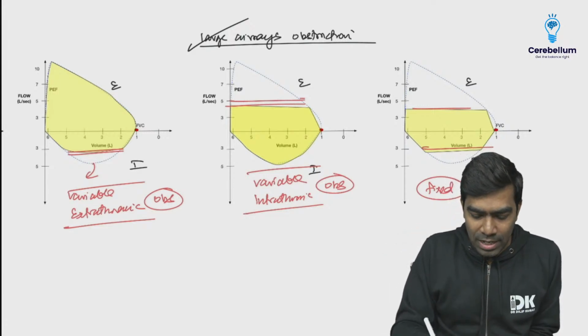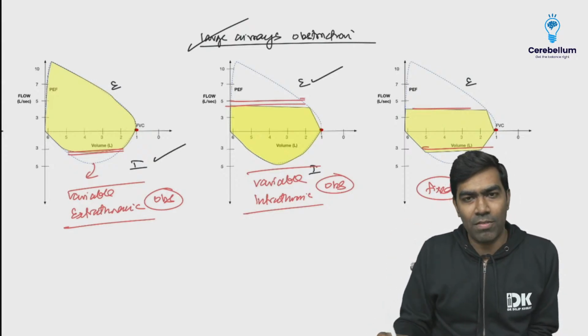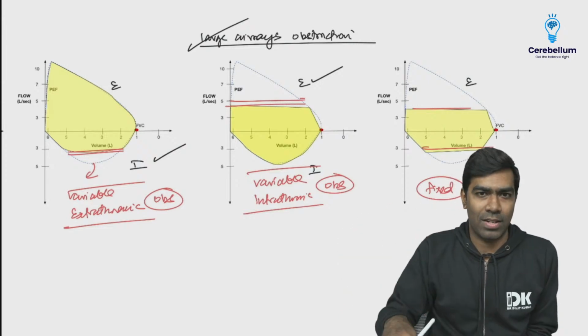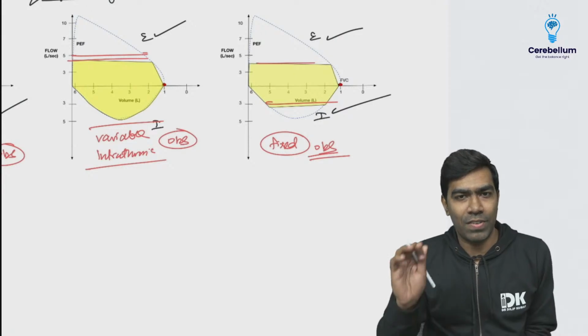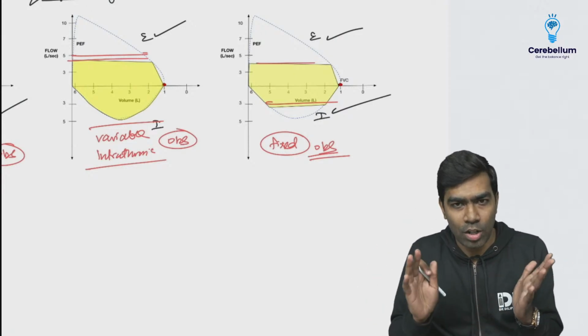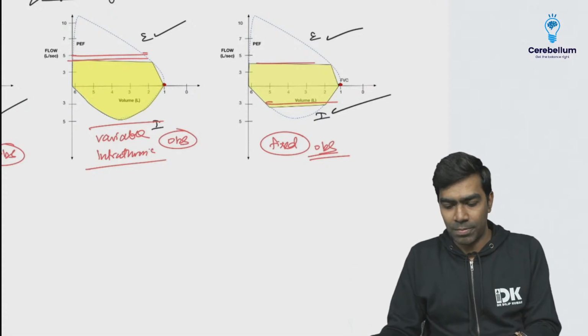If it's inspiratory flattening, variable extrathoracic large airways obstruction. If it's expiratory flattening, variable intrathoracic large airways obstruction. If it's flattening of both expiratory and inspiratory limbs, it is fixed obstruction. It could be extrathoracic or intrathoracic, but it's a fixed obstruction. It's no longer dynamic and variable.